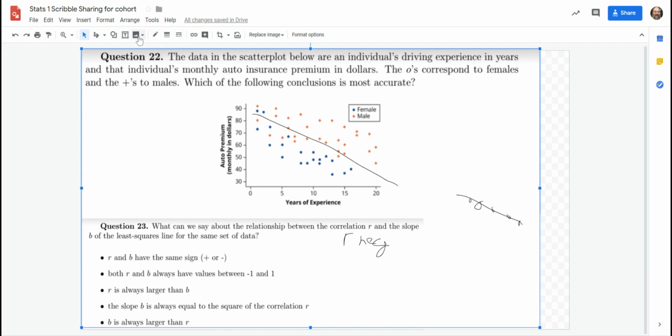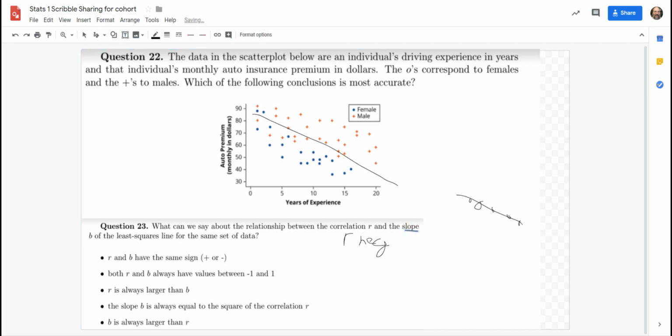Now we've got to think about the other half, the slope. Slope is a different word. The slope B of the least squares line is the slope of a line, and slope of a line is rise over run. That has units: rise is in terms of dollars and run is in terms of years. So the slope is equal to the change in dollars over the change in years, T for time. It's measured in dollars per year.